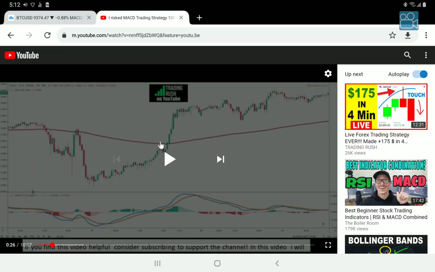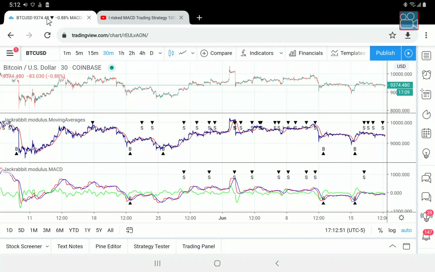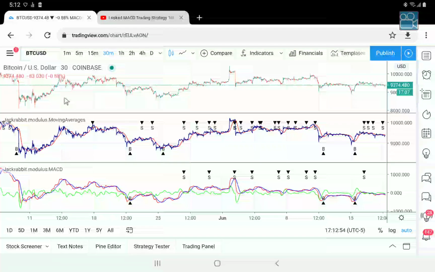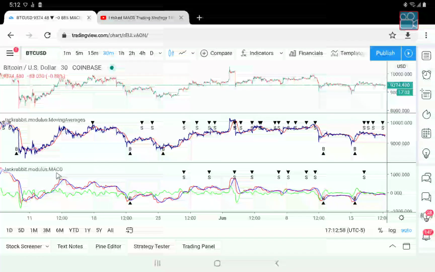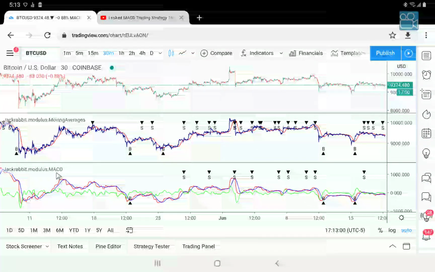Now this video covers the combination of MACD and a moving average. The question was asked, can this technique be replicated in Jackrabbit? The answer is yes, it can. Moving averages and MACD, it can be replicated. This is not the only way to replicate it for the settings I'm going to show you. But the key components, your buy signals must be below your sell signals.